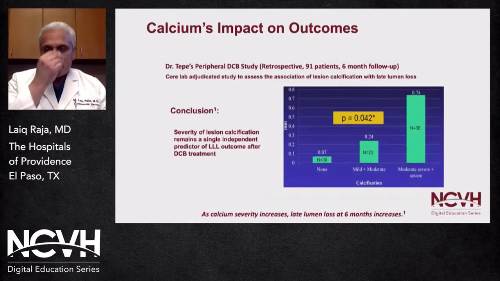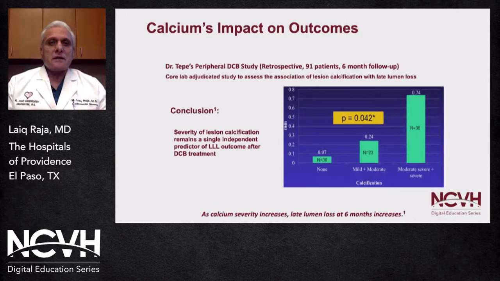This was again shown by Dr. Teppe's study, where again it showed that if you have heavily calcific vessels, then it leads to a significant increased lumen loss. So we know that calcium in peripheral interventional procedure is one of those things which complicates the procedure, and also the long-term outcomes could be not ideal.